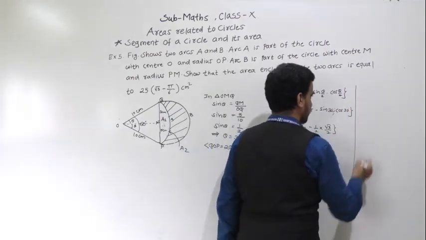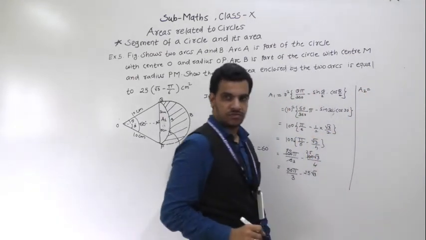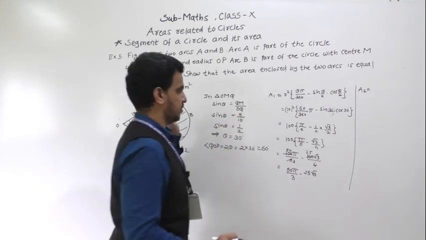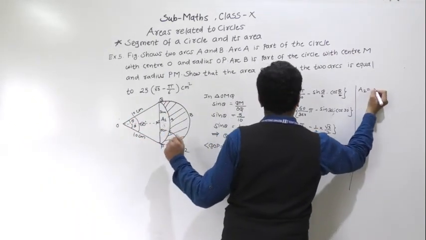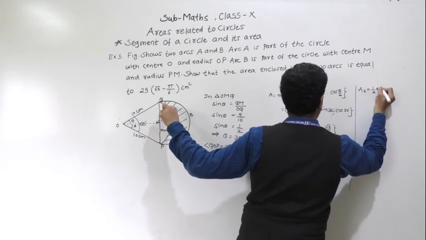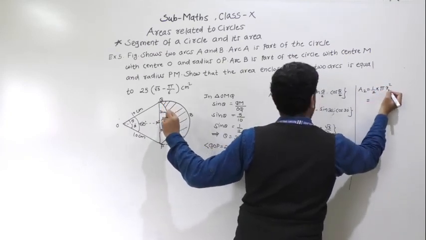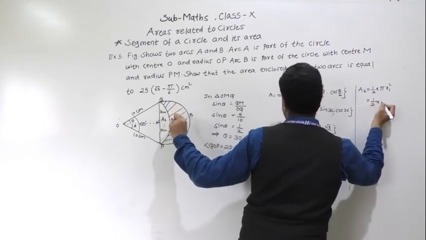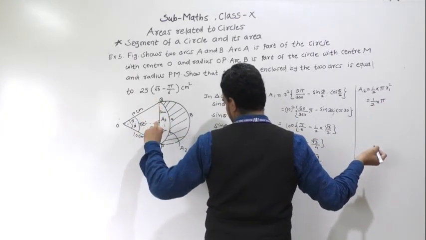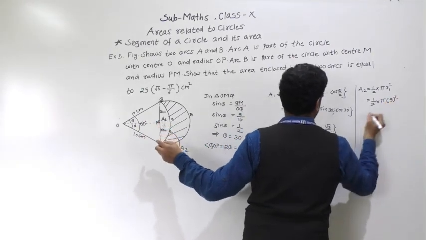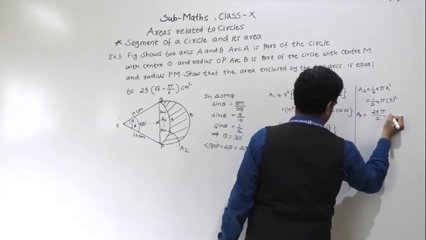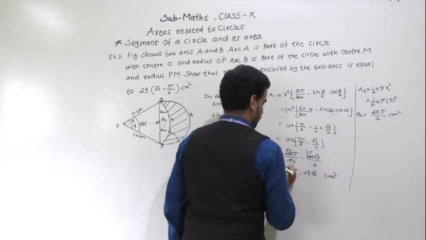So A2 is equal to, that is a semicircle, so it is half into pi r square, or take r1 square. So half into pi, keeping r1 as it is, for this the radius is QM, or you can take PM, that is 5 square, so 25 pi upon 2, that is the A2 region. Here write centimeter square.